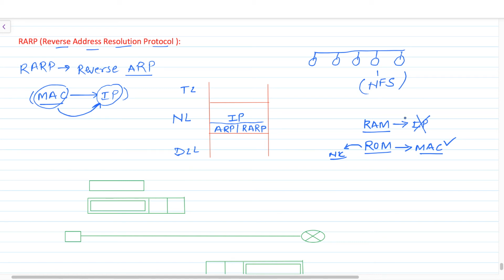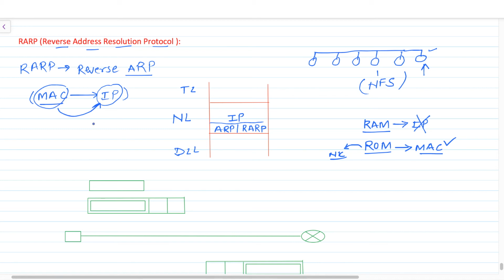So this is one case where a system knows its MAC address but does not know the IP address of its own. Another case is also possible: suppose you have added a system for the first time in this network. In that case also this system will be required to have an IP address. So these are some cases where we need to get an IP address via its MAC address.